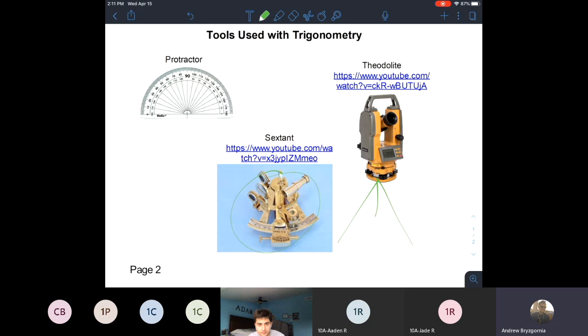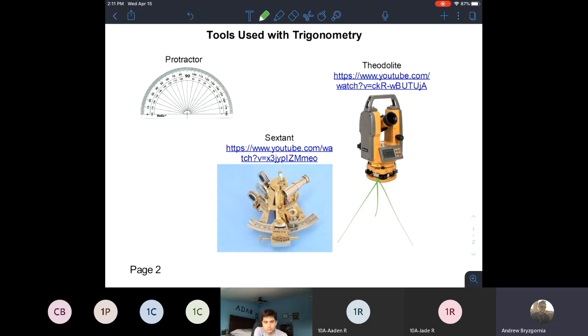The sextant is usually used to measure distances, especially for sailors and for captains of ships. The theodolite is used more for ground surveying. So if you're making a building, you're trying to figure out how far apart two distances are, or the theodolite also is useful for finding heights.